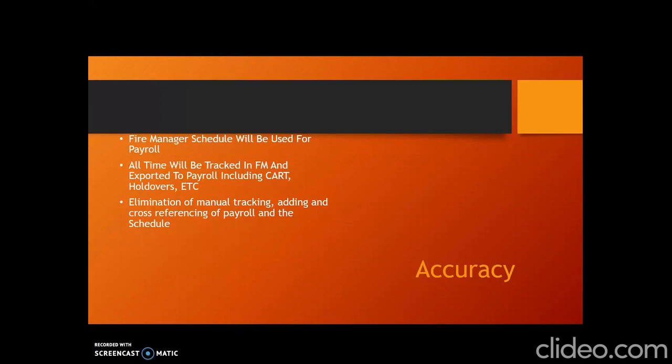So the accuracy. Fire Manager schedule will be used for payroll, so that means we've got to be accurate with Fire Manager. So that's the lieutenants, acting lieutenants, battalion chiefs, acting battalion chiefs. We got to make sure that we are accurate in what we do, and there's going to be some forms for that until we get things sorted out and we get the whole system tracking. But all time will be tracked in Fire Manager and exported to payroll, including cart and holdovers.